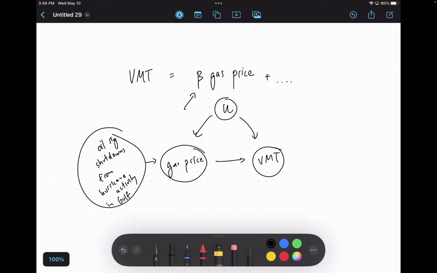Right, it is a supply shock. But arguably, if the hurricane activity is located specifically in the Gulf of Mexico, it's probably not affecting local aggregate VMT in Pennsylvania, right? And so this is an example of how this instrument can only affect VMT indirectly through gas prices and not through all these other things.